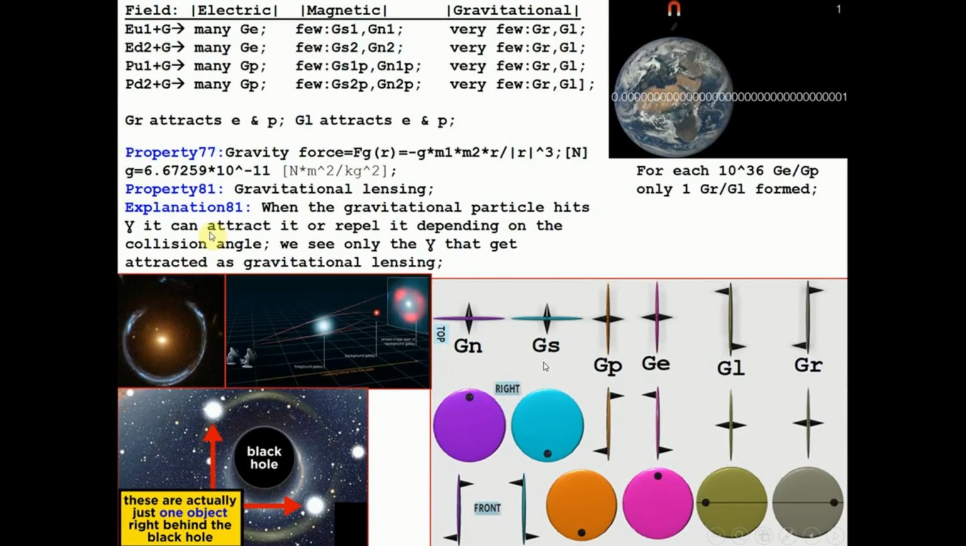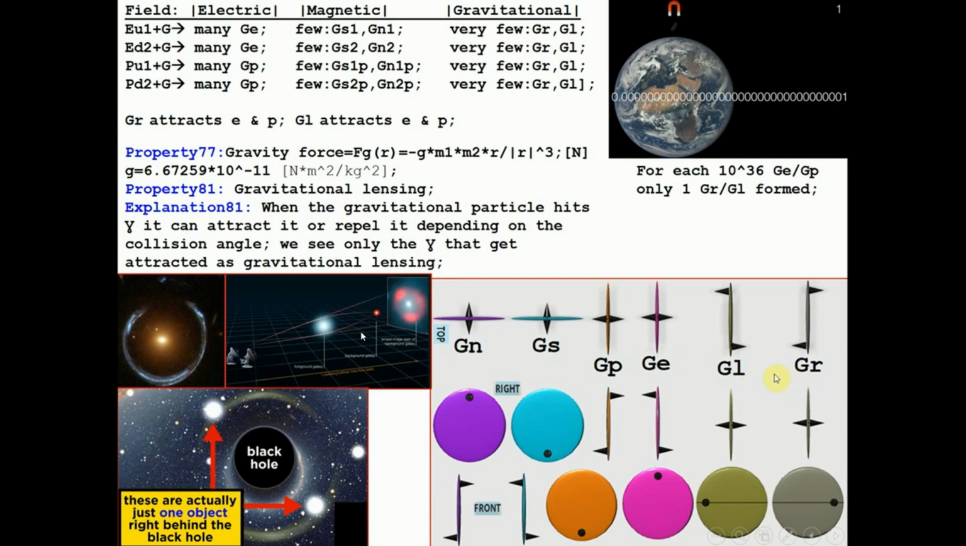When the electron and the proton collide with G particles that are moving in all directions and in any orientation, they transform them mainly into the electric field particles Gp and Ge. This is because the angular velocity along the y component is the highest. But because they also have tiny angular velocity along the x and z axes, they will also create a few magnetic field particles, which are Gn and Gs, and very, very few gravitational field particles, which are Gl and Gr.